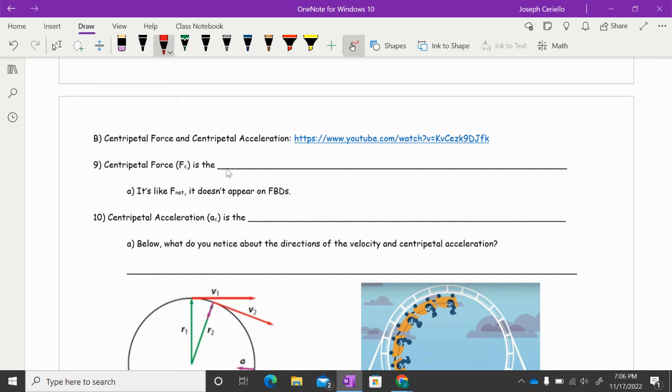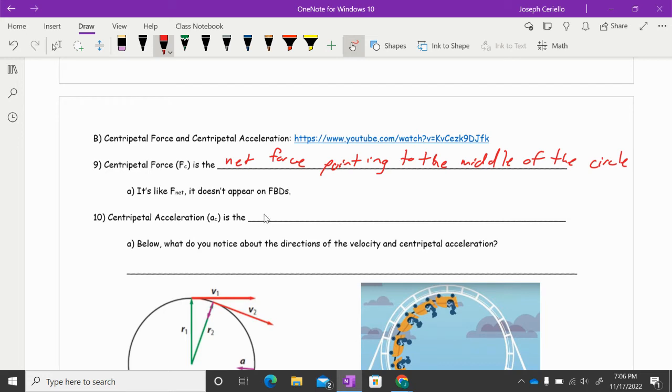So what is centripetal force? Centripetal force is the net force pointing to the middle of the circle. Just important to note that centripetal force shouldn't really appear on free body diagrams. It's like net force. It doesn't really appear on free body diagrams.